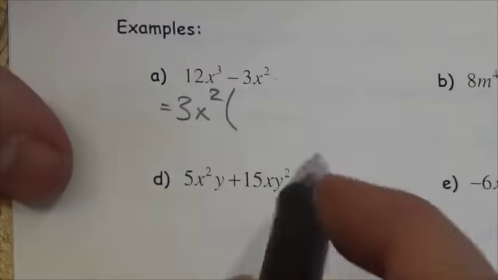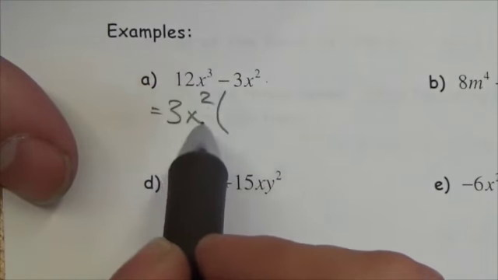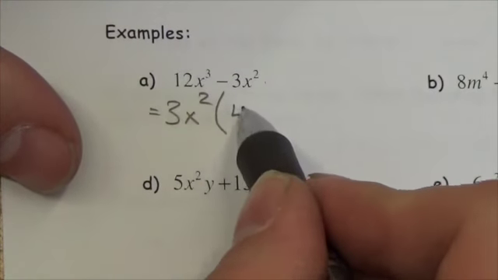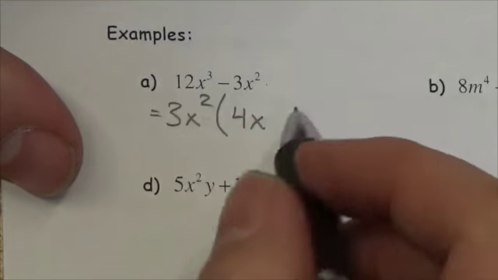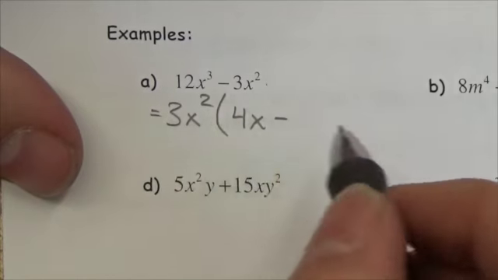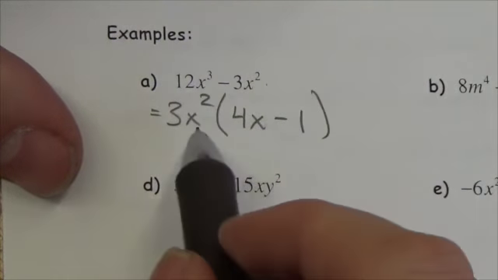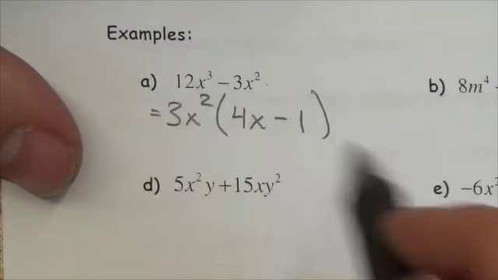So this is what I took out. What's 12x cubed divided by 3x squared? Well, it's going to be 4x. 12 divided by 3 is 4. X cubed divided by x squared is x. 3x squared divided by 3x squared is just 1. And if you were to distribute this back through, that's what you'd get.